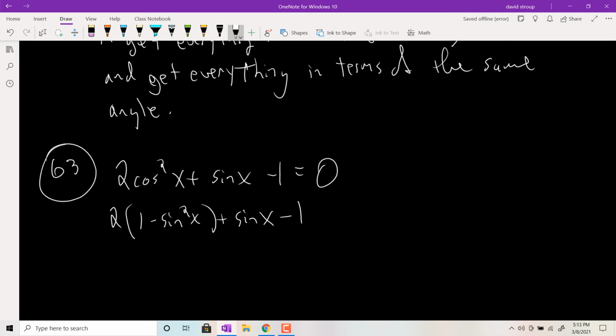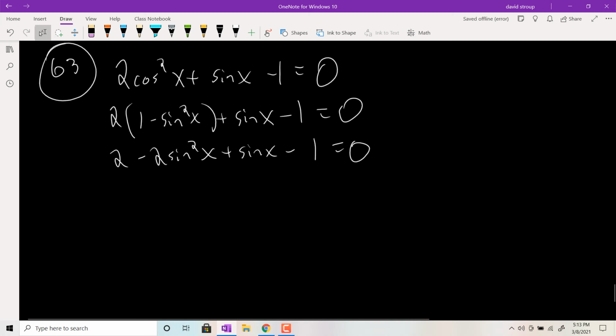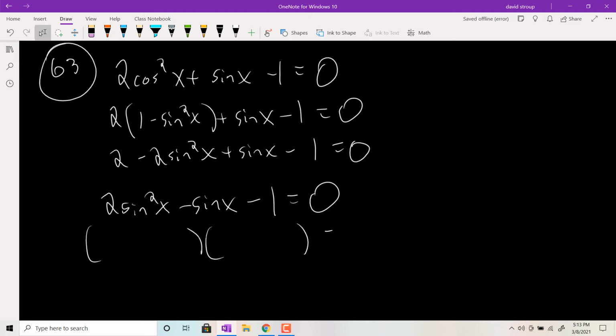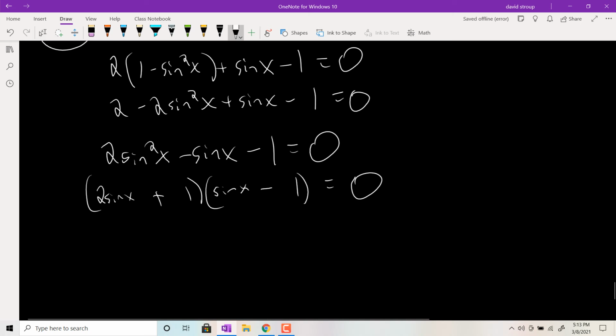And then you can actually make it into a quadratic, right? So this is 2 minus 2 sine squared x plus sine x minus 1 is 0. Let's move everything to the other side and flip-flop the equation. So you get 2 sine squared x minus sine x minus 1 is 0. Then we can factor it. So you get 2 sine x and then sine x, and then we have 1 and 1. It looks like we have to put a minus on that and a plus on that. Okay. Set each part equal to 0.